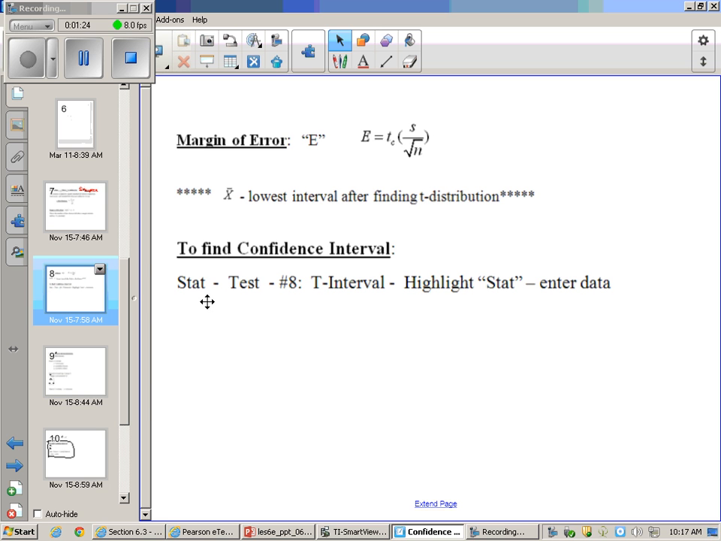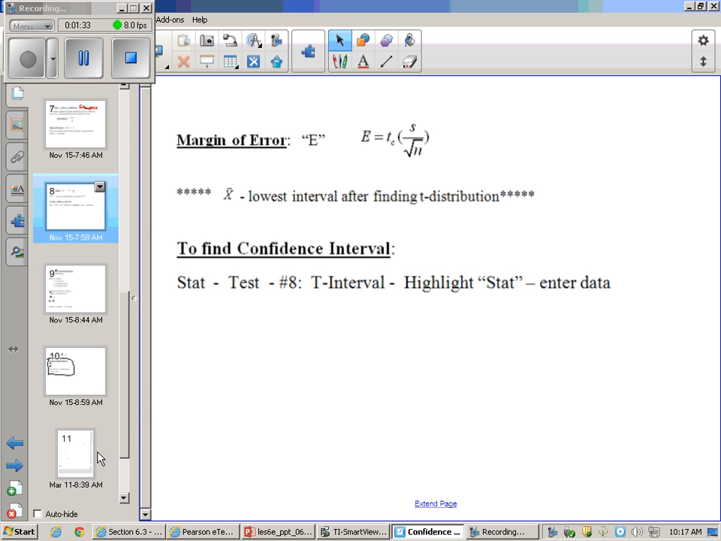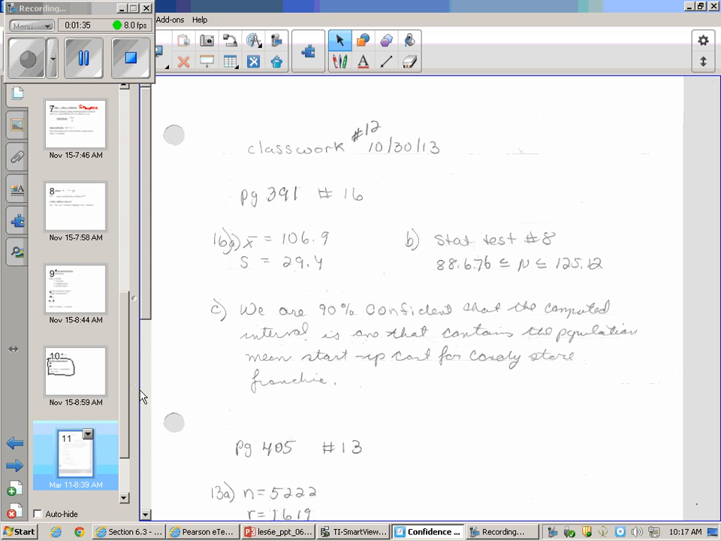We're going to highlight stats and enter the data. So let's turn to page 391 and we're going to do number 16. Looking at page 391, number 16, we're talking about a candy store. With some interest in running your own business and a decent credit rating, you can probably get a bank loan on startup costs for franchises such as Candy Express.